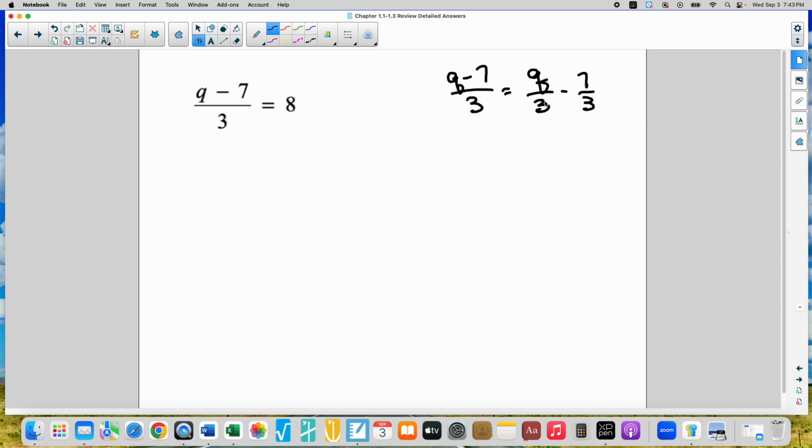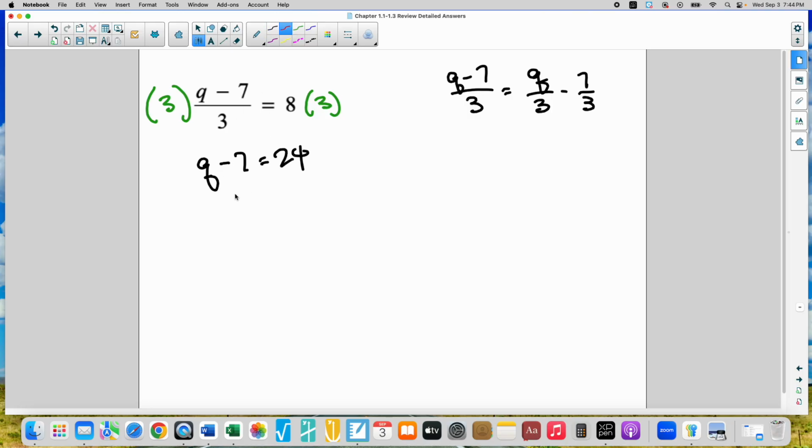So if we were going to do a two-step here, we would add 7/3, but we don't like fractions. It's much easier to use multiplication first to get rid of it, because we can't subtract that 7. We can't get rid of the negative 7, so we got to get rid of that 3 first. What gets rid of a 3 in the denominator is a 3 in the numerator. So we multiply both sides by 3. They cancel. You're left with Q minus 7 equals 8 times 3 is 24.